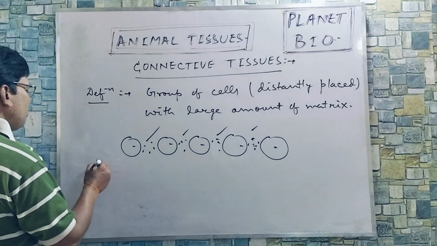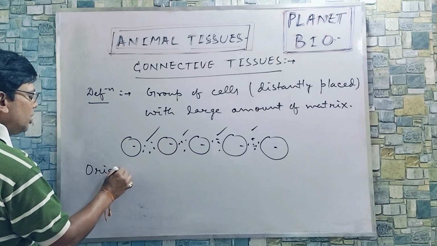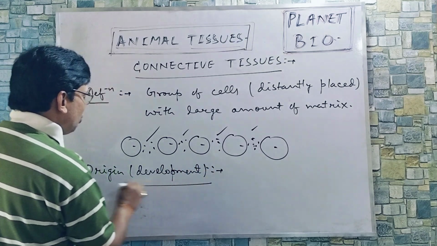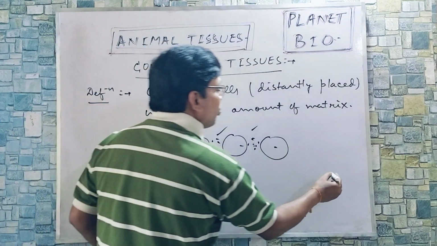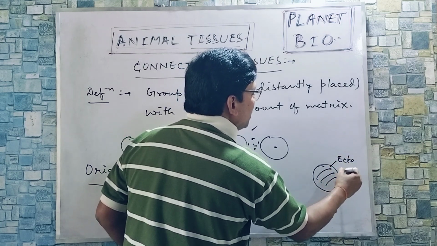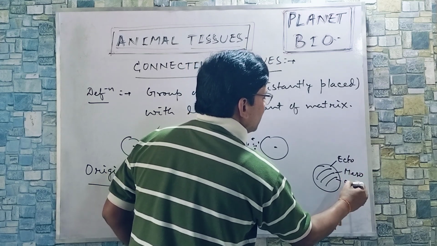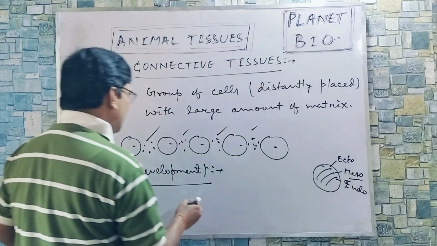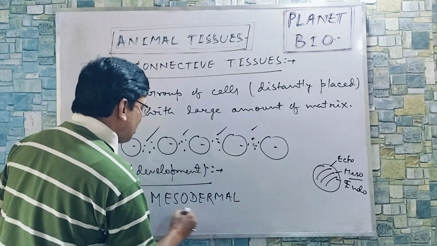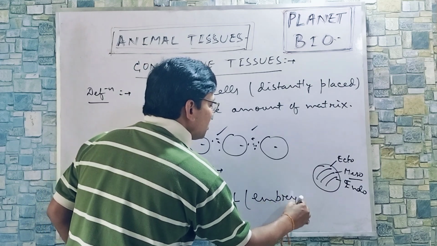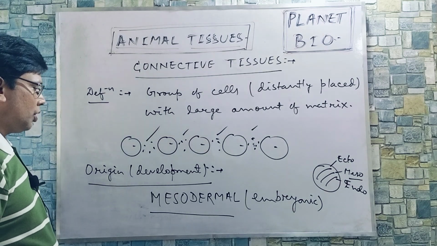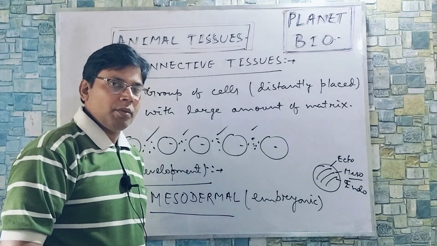Now, what about its origin or development? During the course of embryonic development, three germ layers are formed in the embryo. The outer one is ectoderm, the middle one is mesoderm, and the inner one is endoderm. It develops from mesoderm, so it is mesodermal in origin. So you should note down here: embryonic mesodermal, from the origin point of view.